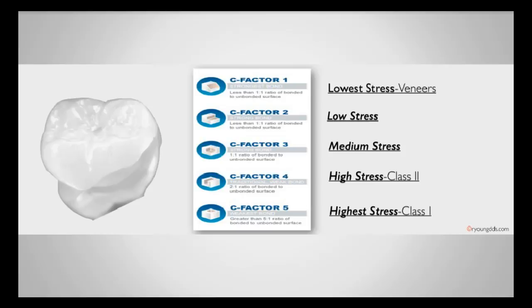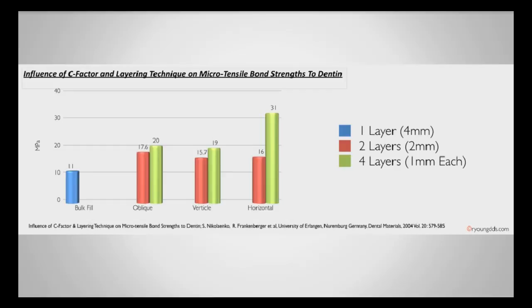But the highest C-factor is the most critical area, and that's your class 1s. You have the most ratio of bonded walls that can give you problems. But what I really want to look at is how the influence of C-factor and layering affects microtensile bond strengths to dentin.